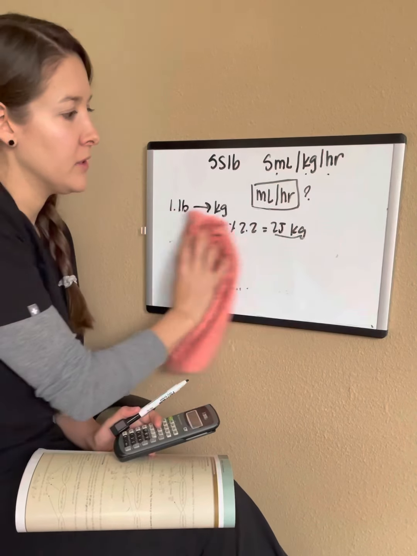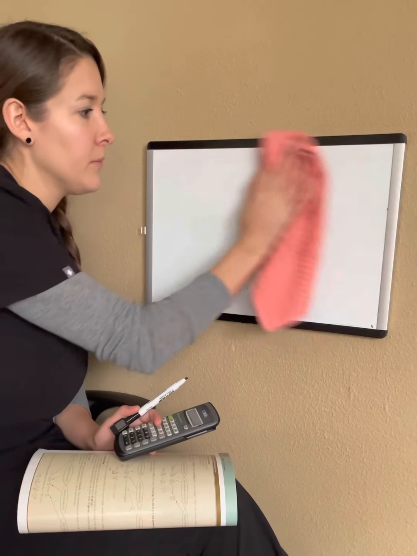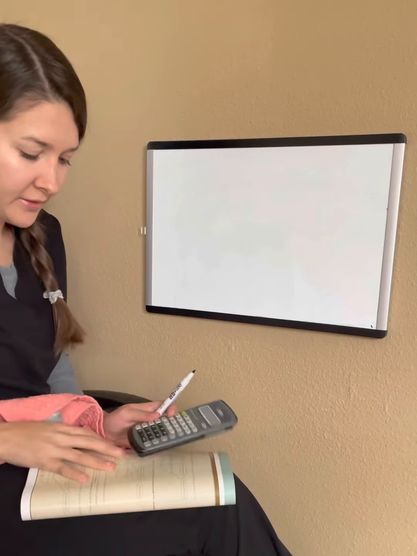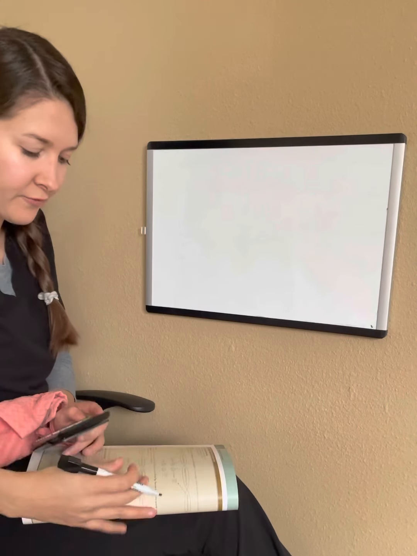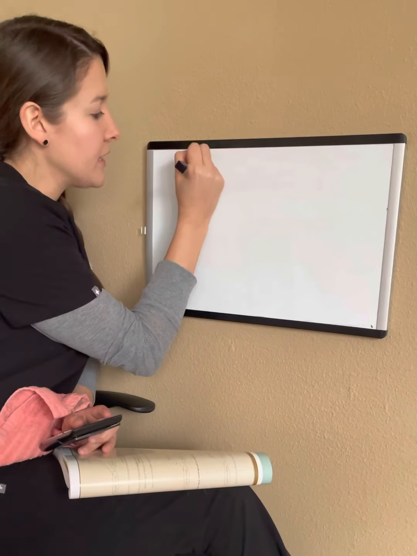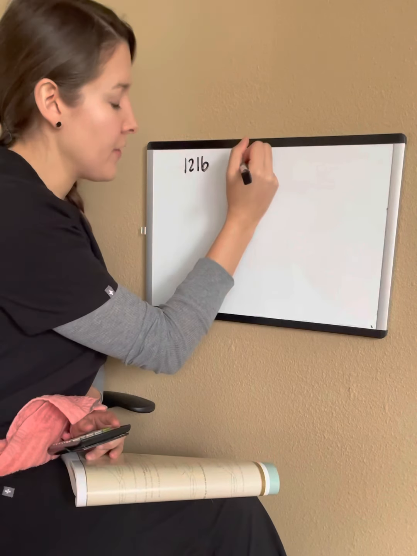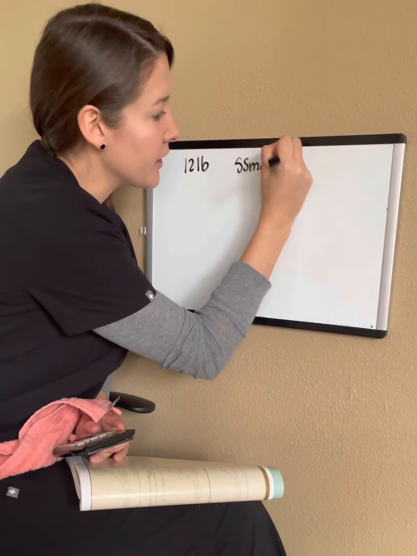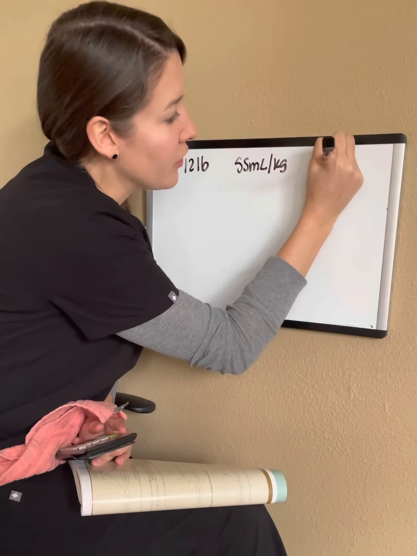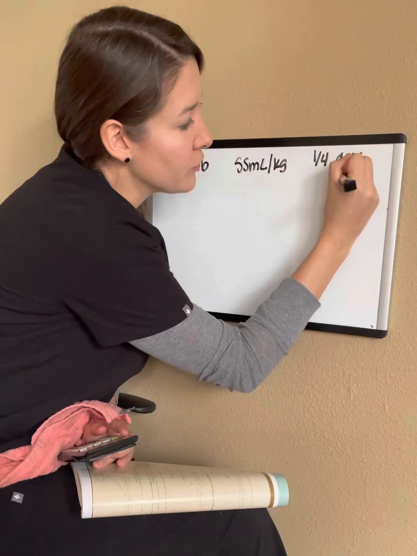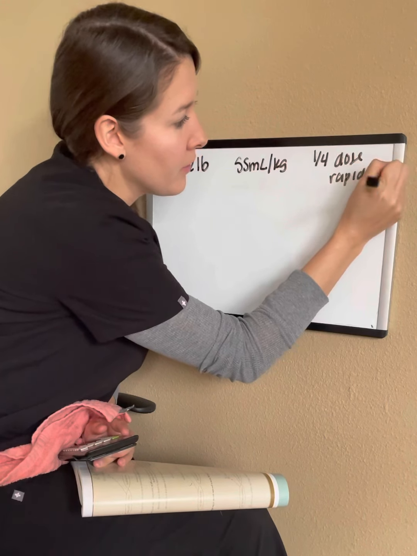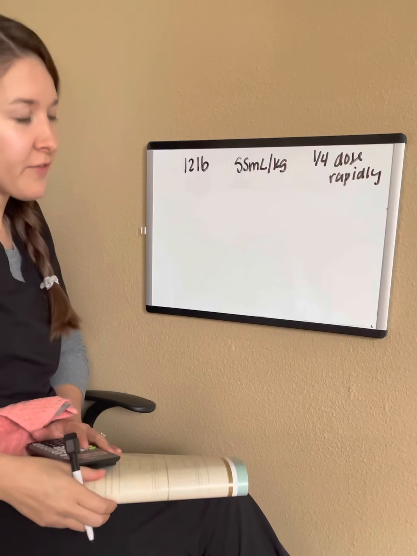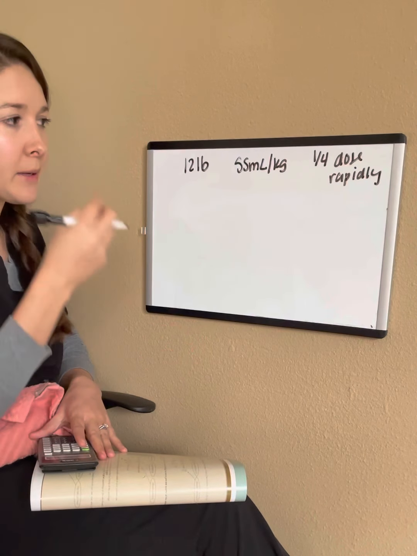Let's do another one. So again, let's do the one in the book, that way we can follow it together. In the book it says you have a 12-pound cat and the doctor orders 55 mils per kg, but she wants you to give a quarter dose rapidly. Okay? And you're just trying to figure out how many mils you're going to give rapidly.